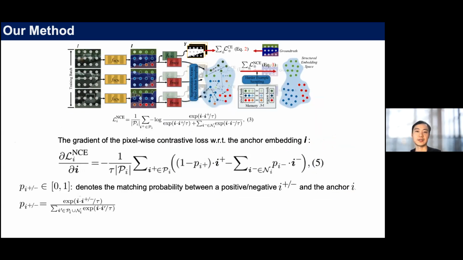In addition to the loss design, the discriminating power of the training samples is also crucial for metric learning. Therefore, we aim to mine hard examples to further shape the embedding space. In our case, the gradient of the pixel-wise contrastive loss with respect to each anchor pixel i is given in the equation. Here, Pi denotes the matching probability between a positive or a negative sample with the anchor.